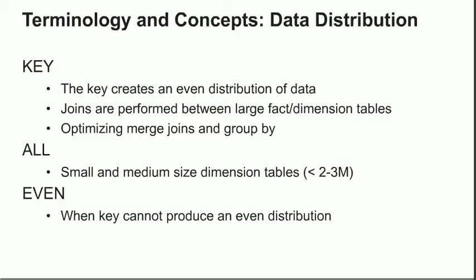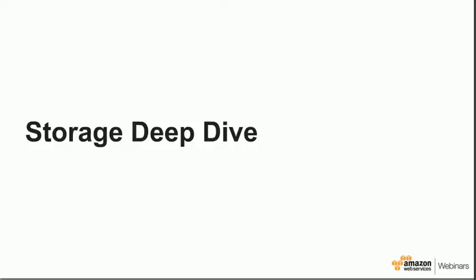Our guidance for distribution style all is if the table has less than 2 or 3 million rows, you can go ahead and use distribution style all. If none of the above apply, then go with distribution style even, as I mentioned before. So we're going to get into the storage system in Redshift.